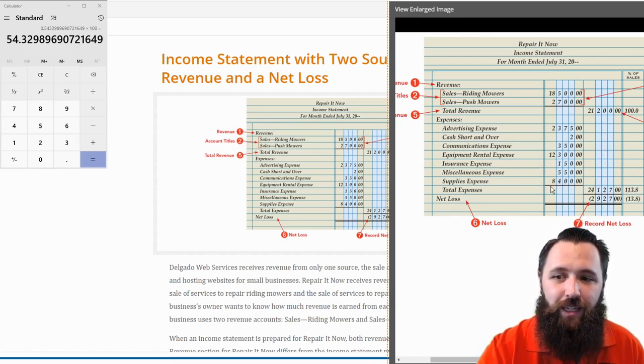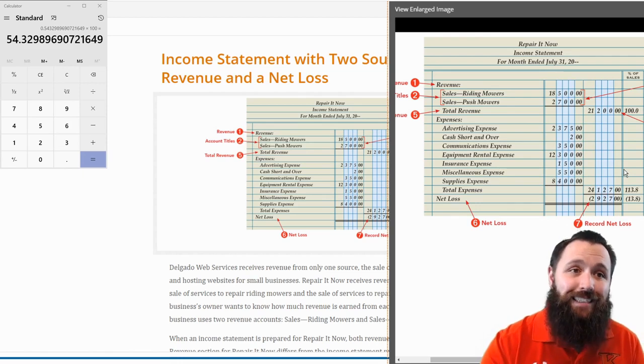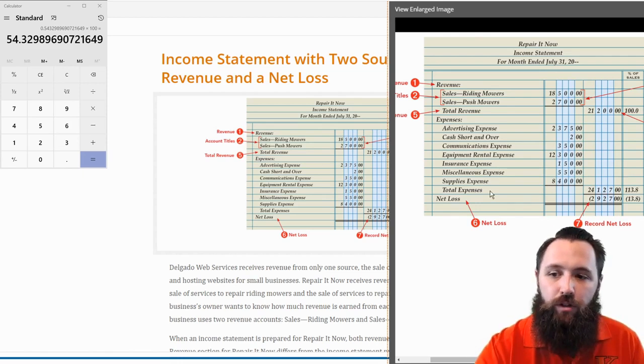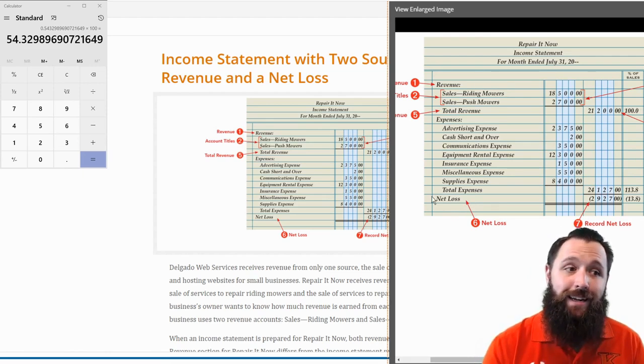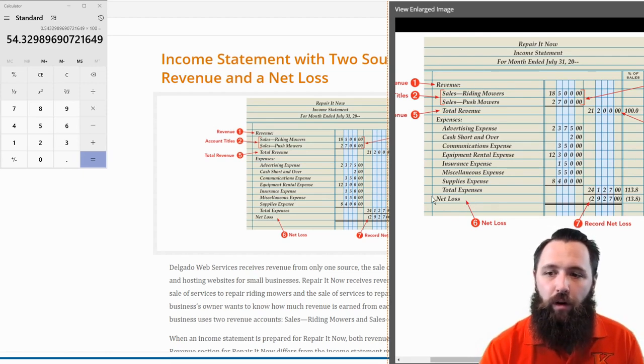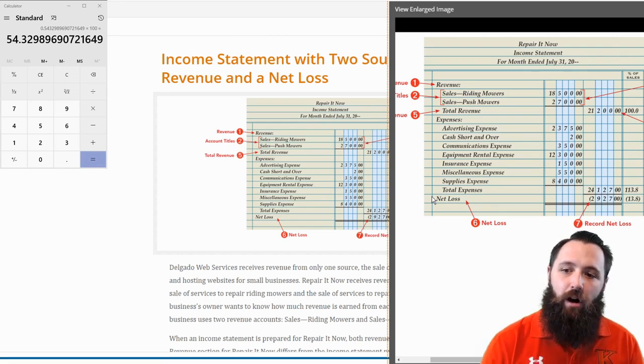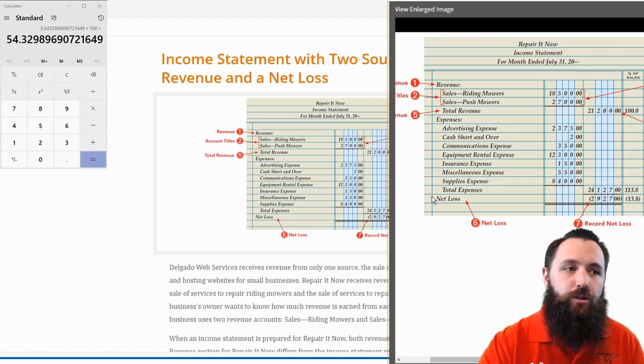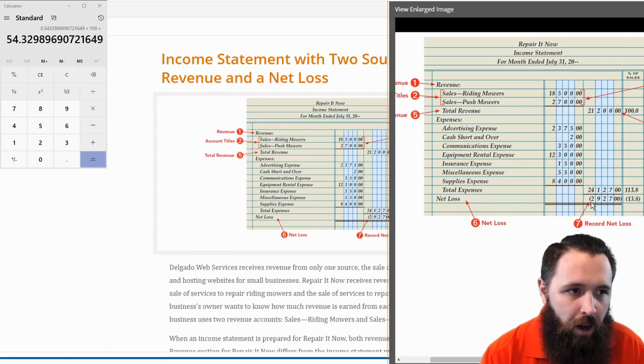When it comes to the net loss, if we looked at this, we had $21,200 in revenue, and if we look at our total expenses, it's $24,127. What does that tell us? It tells us that our company now has a net loss. So over here on the left, instead of writing net income, we're going to now record net loss. And our net loss is going to be written down in parentheses to emphasize that it is a negative number.